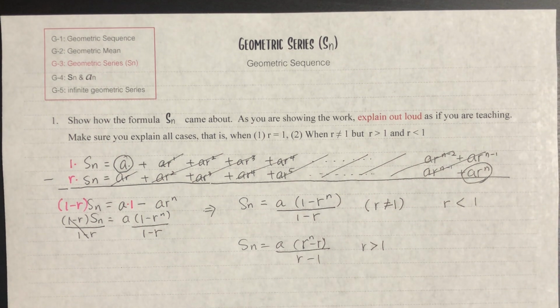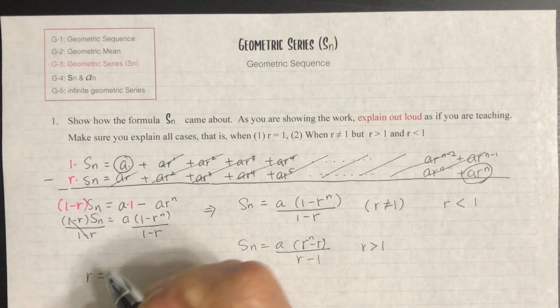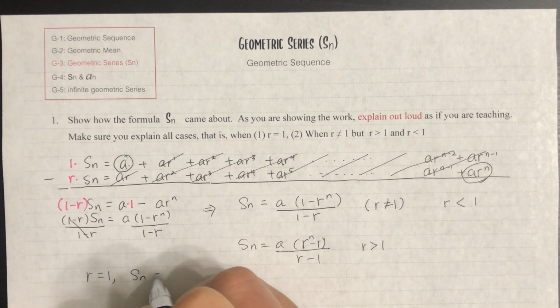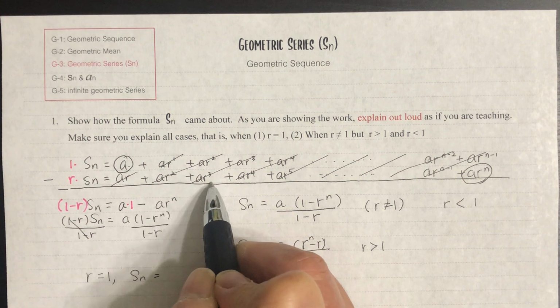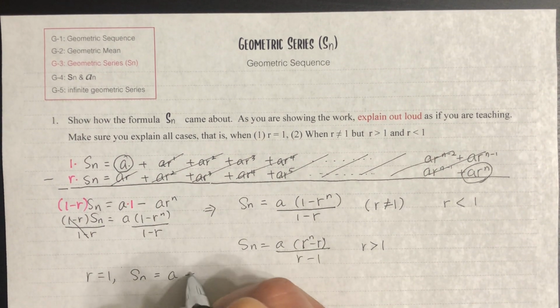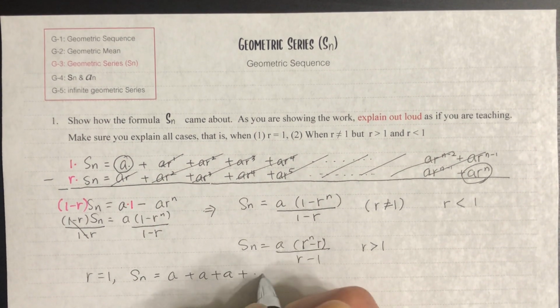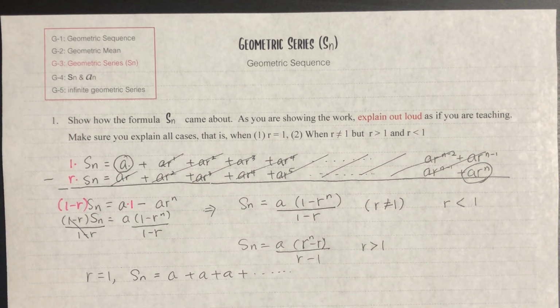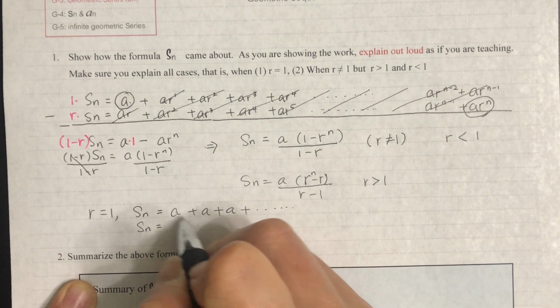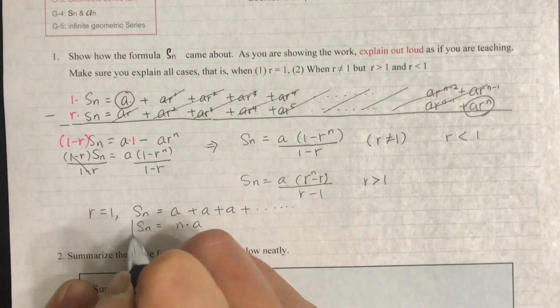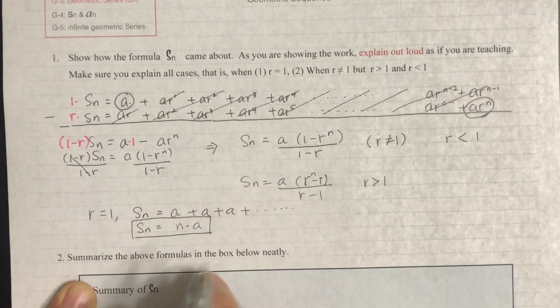But what if r is 1? When r is 1, S sub n means a times 1, a times 1, a times 1, a times 1. So it's going to be a plus a plus a, all the way to the nth place. So S sub n is n times a. So this will be the answer.